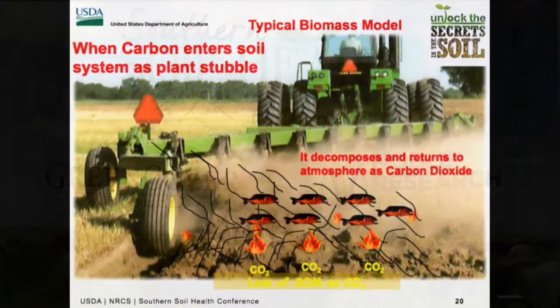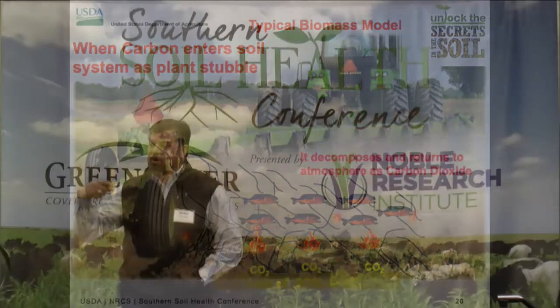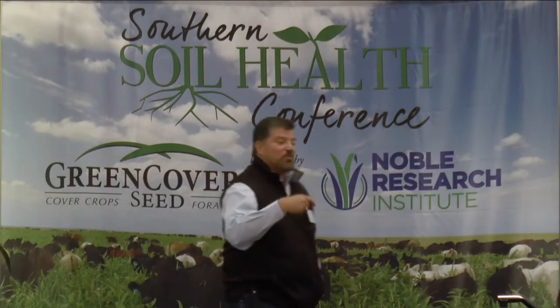Most of the time when we think of trying to build organic matter, we have this perception, and I know I did for many years, that we use the typical biomass model. We think that when we build organic matter, it's the amount of biomass that's produced above ground that leads to the organic matter in the soil. That's not really the case. In fact, when carbon enters the soil system as plant stubble, it decomposes and returns to the atmosphere as carbon dioxide immediately. Most of the time, we burn more organic matter out of the soil than what we return in biomass.